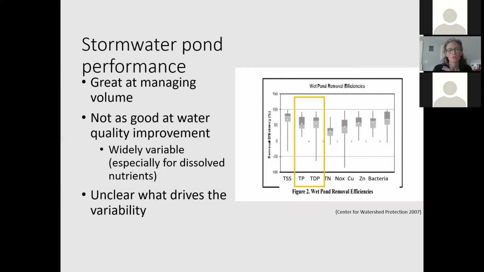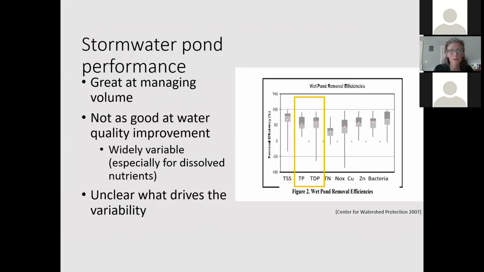And we're going to just zero in on this where it says TP and TDP. So that just refers to total phosphorus and total dissolved phosphorus. So total phosphorus is all of the phosphorus in the water, and the dissolved phosphorus is just a portion of that. It's just a subset that's just dissolved. And what you can see here is that the total dissolved portion is hugely variable about the functionality of the pond. In some cases, it's exporting more dissolved phosphorus than is coming in.